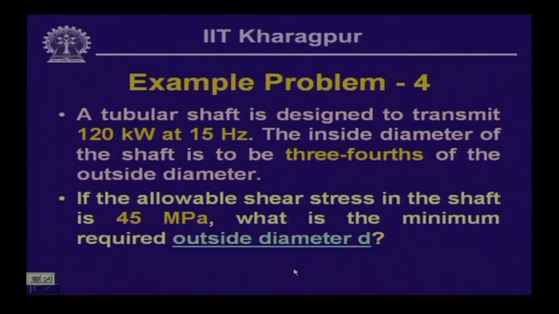Well, I have another example problem set for you. We will discuss it next time. A tubular shaft is designed to transmit 120 kilowatt at 15 hertz. The inside diameter of the shaft is to be 3/4 of the outside diameter. If the allowable shear stress in the shaft is 45 MPa, what is the minimum required outside diameter d? This problem is similar to the one we have discussed today, on how, if we transmit power, we find the diameter of the shaft necessary. So from today's discussion you should be in a position to evaluate this example.